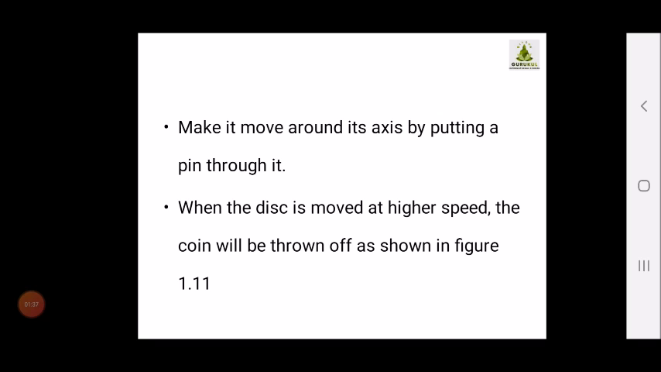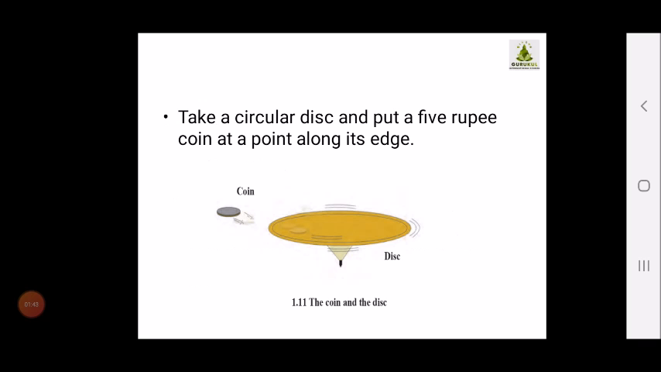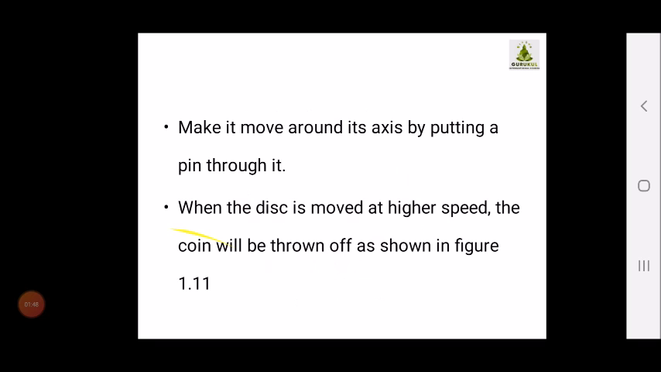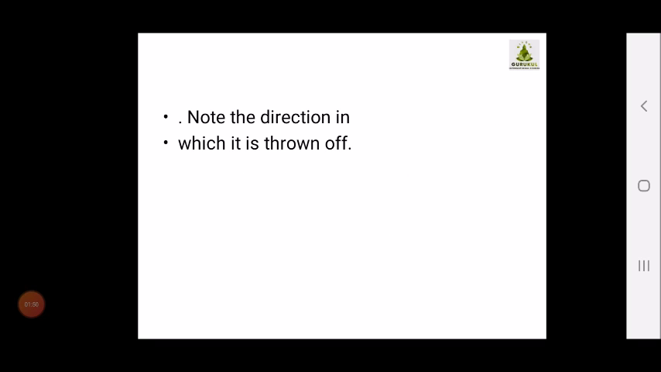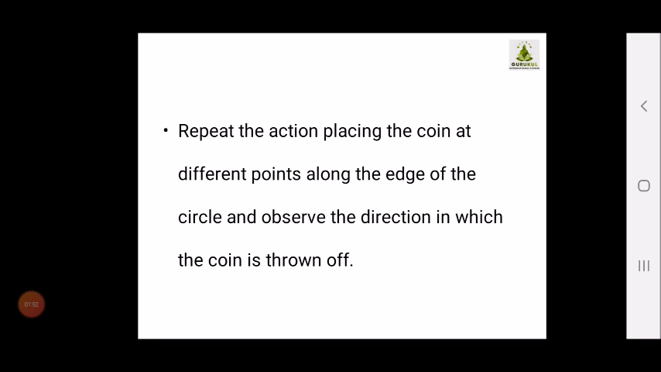Then when the disc is moved at higher speed, the coin will be thrown off. See here, you are able to see that the coin is out of the disc. The coin is thrown out of the disc. Now note the direction in which it is thrown out. If we try to note the direction, first of all we will come to know that the object is coming out of the disc in a particular direction. Which direction, I will be telling you after some time.